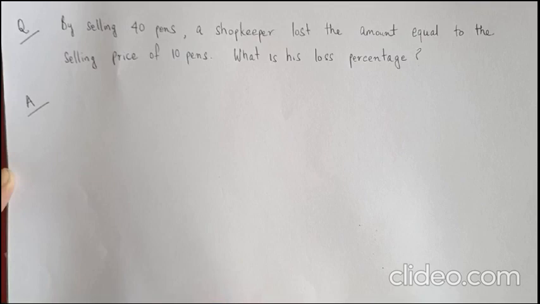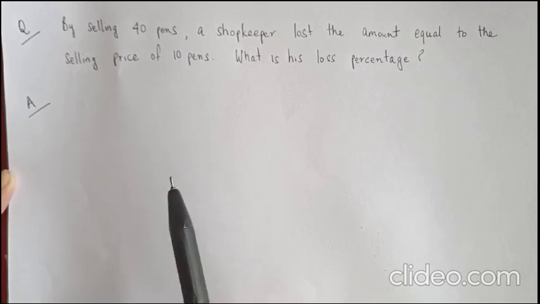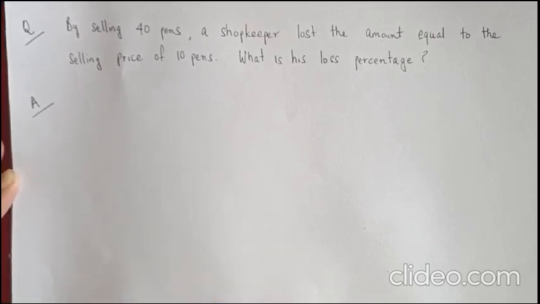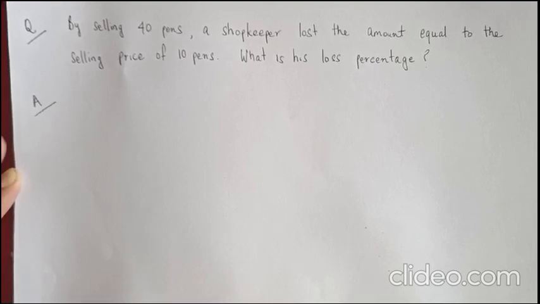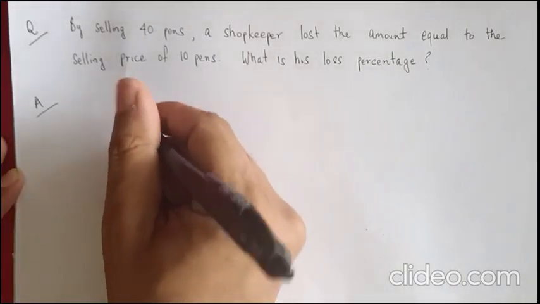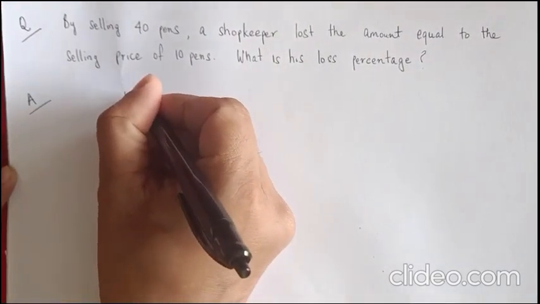By selling 40 pens, a shopkeeper lost the amount equal to the selling price of 10 pens. What is his loss percentage? Right? So we don't have a very intelligent shopkeeper here. He has made a loss on selling some pens. So what is the loss percentage formula?